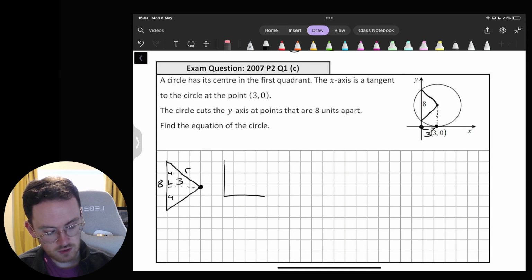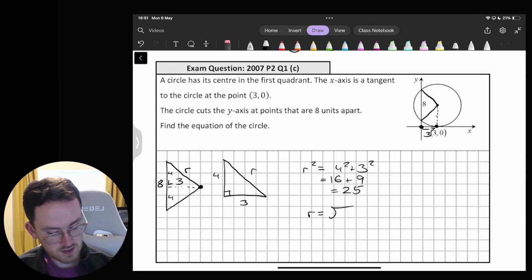So taking that smaller triangle here, I have 4, I have 3, I have the radius, and I have the perpendicular. So my radius squared is 4 squared plus 3 squared. So 16 plus 9, so 25. So my radius is root 25, which is 5.